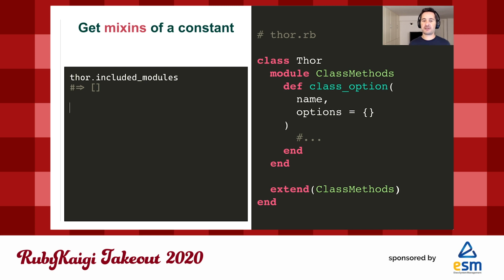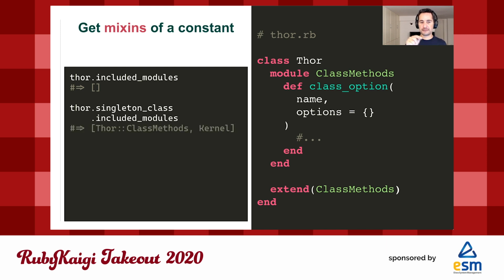Can we get the list of extends? Yes, we can. All we need to do is to access Thor's singleton class and then ask for the included modules in the singleton class. I won't go into what a singleton class is, but it's basically the class that the Thor class is an instance of. So if we do that, we get Thor::ClassMethods.